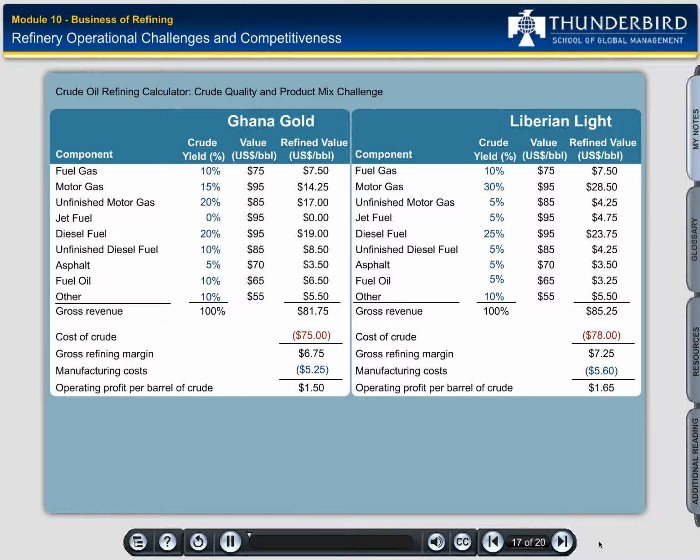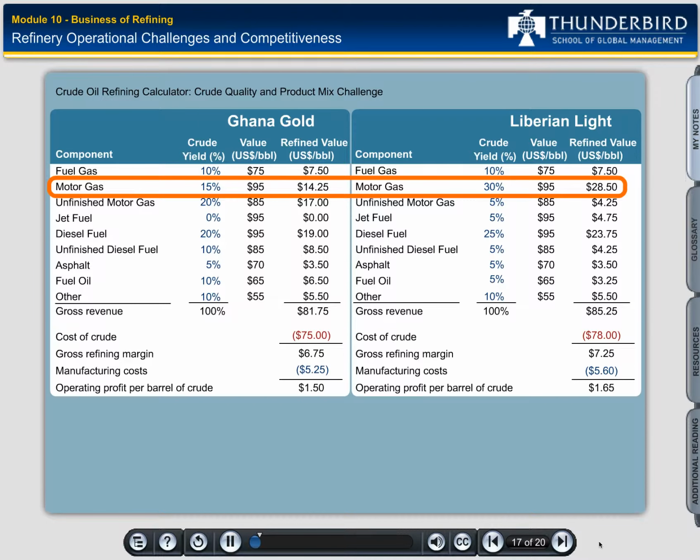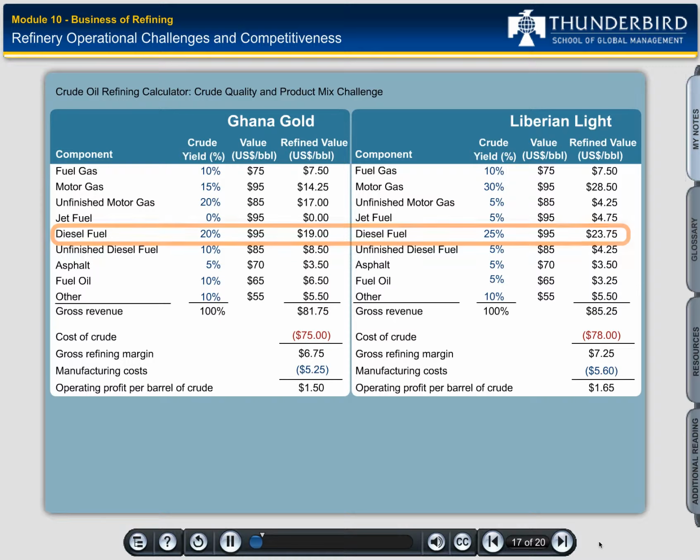The Bowie refinery on the Gulf Coast purchases Ghana Gold and Liberian Light crude oils. Liberian Light is more expensive as a result of its higher yields of motor gasoline and diesel fuel. Let's briefly look at the way this spreadsheet is set up.